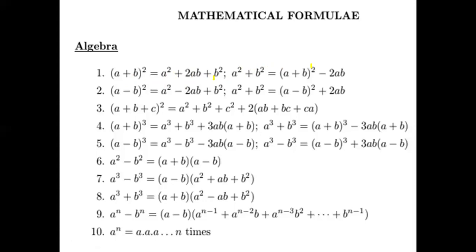Am I audible? Yes, ma'am. Good. Next formula, a minus b square. Similarly, the middle term is negative. And similar formula, a square plus b square, if you want, is a minus b square plus 2ab. So this is the formula. Note it down.